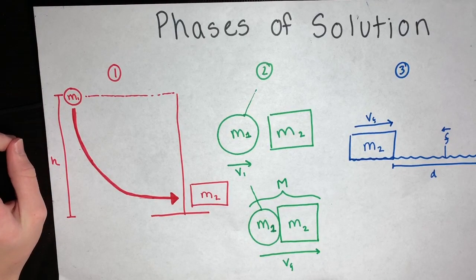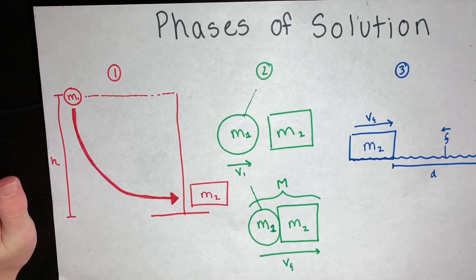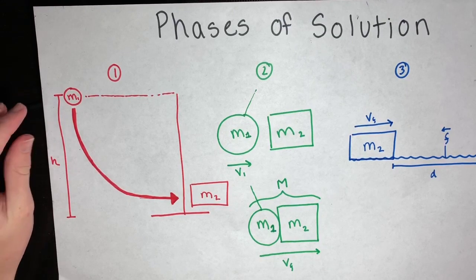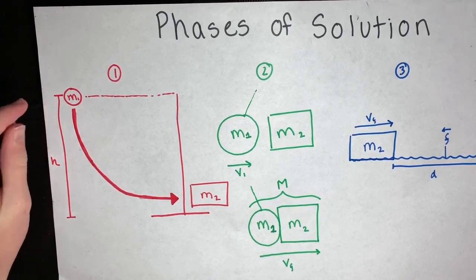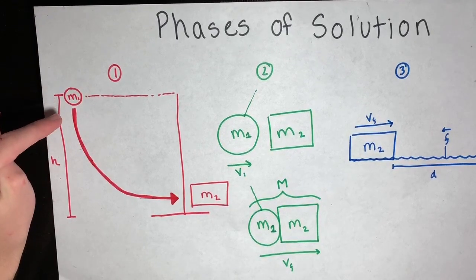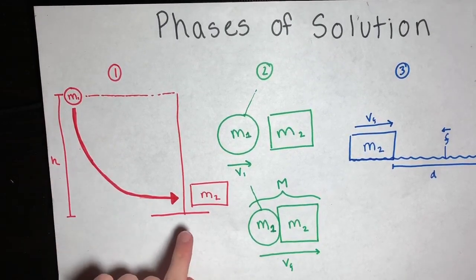The solution to this lab can be divided into 3 separate phases, each one consisting of its own concept of physics. The first phase deals with conservation of energy, as the potential energy of mass 1 is converted to kinetic energy as it follows its trajectory and eventually collides with mass 2.